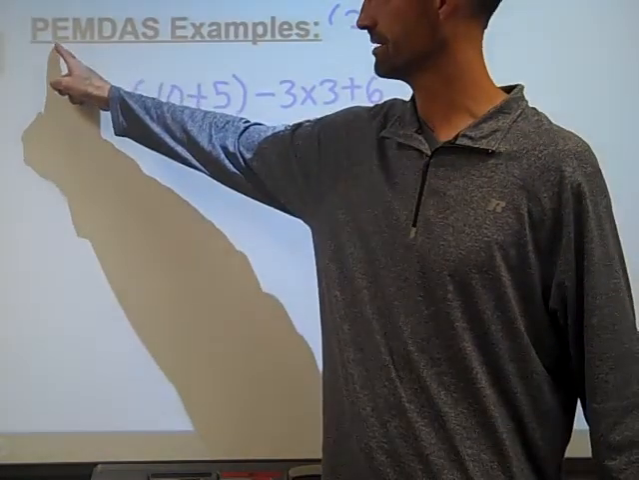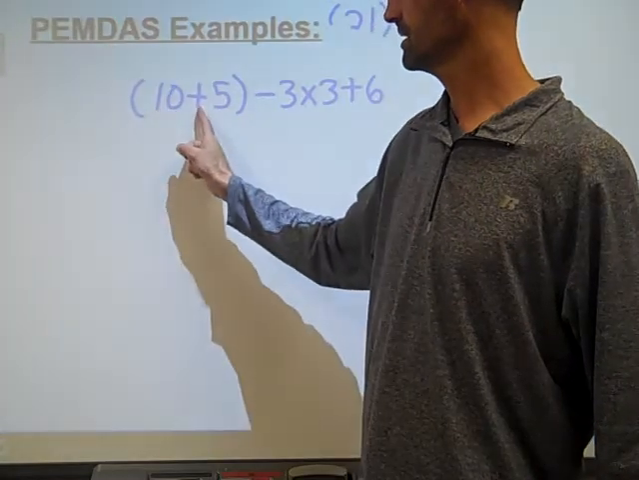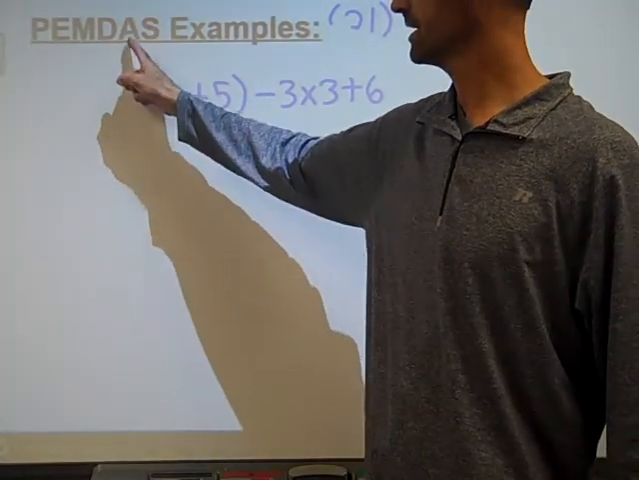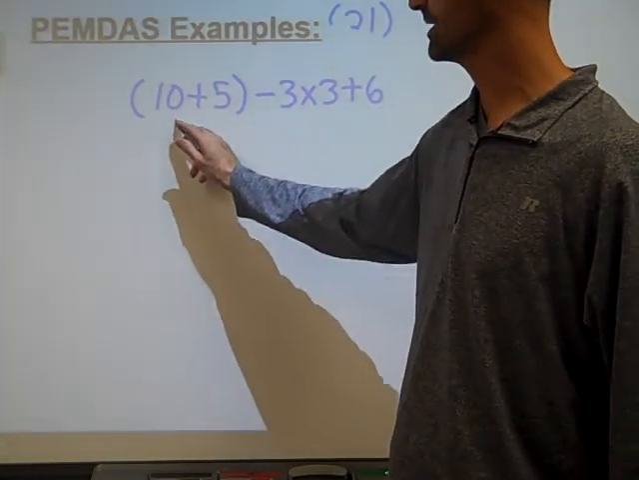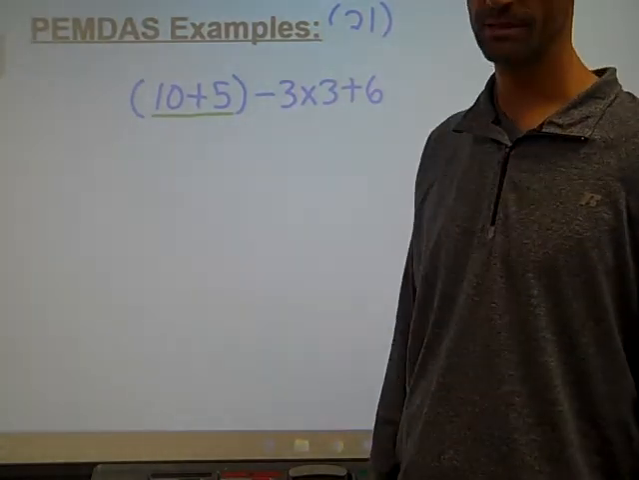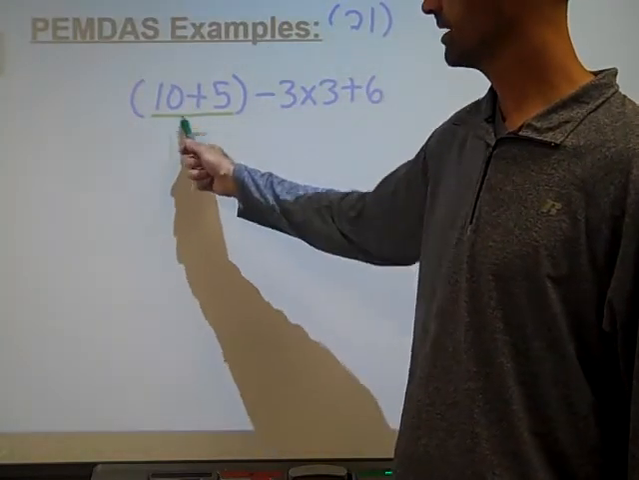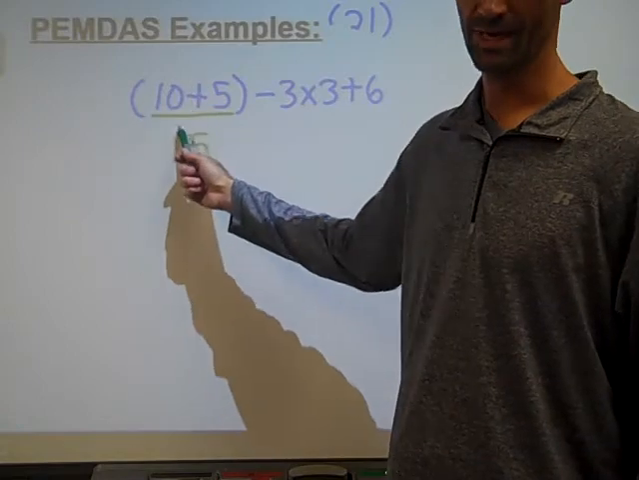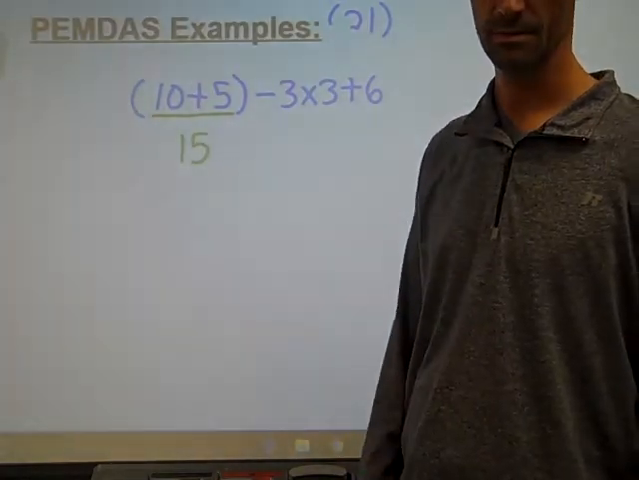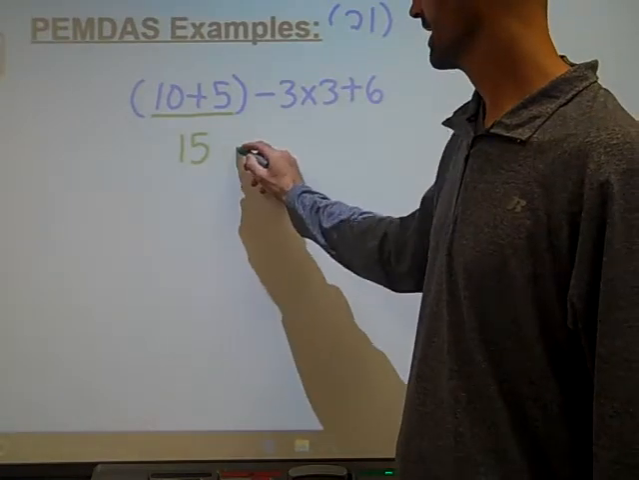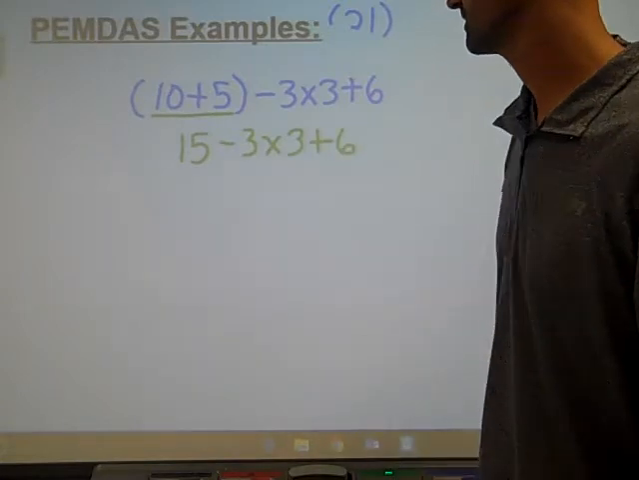Inside the parentheses, are there exponents? No. Is there multiplication or division? No. Is there addition or subtraction? Yes, there's only one thing inside, so we underline that. 10 plus 5 is 15. Okay? Once we have done this inside and we have nothing left to do in the parentheses, we drop the parentheses. We're done with that. Copy everything else as it is.